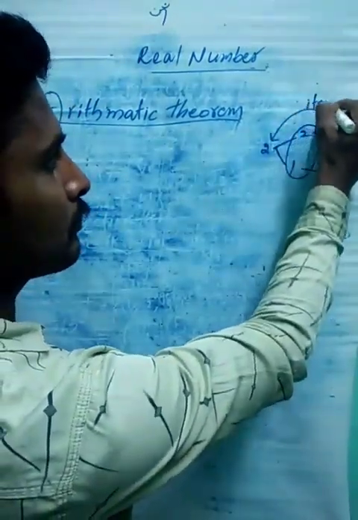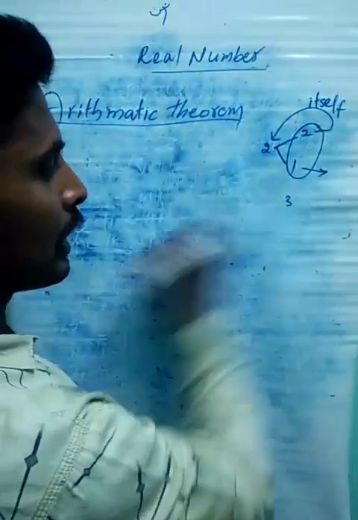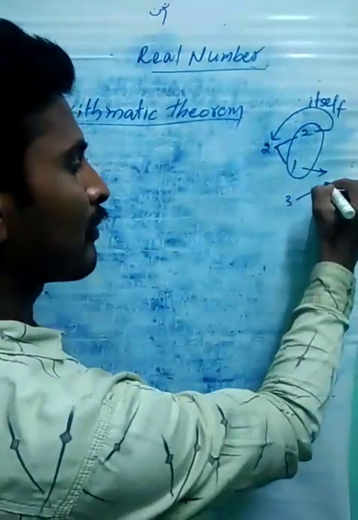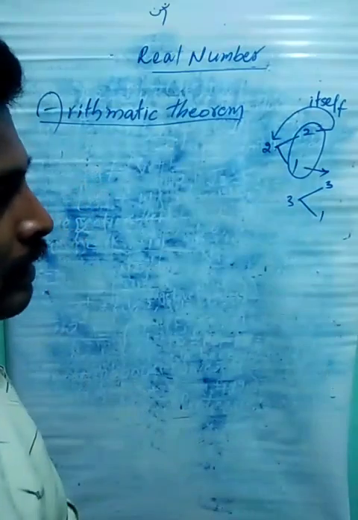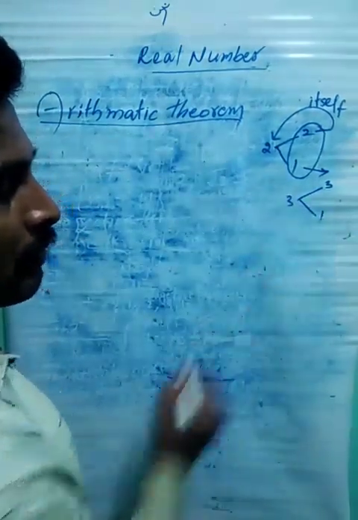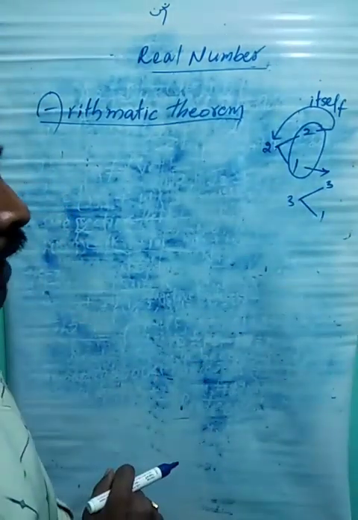Itself means same. And suppose I am taking a number 3. So 3 also has factors 3 and 1 only. Here also, one is itself and the other is 1. So this type of numbers are known as prime numbers.